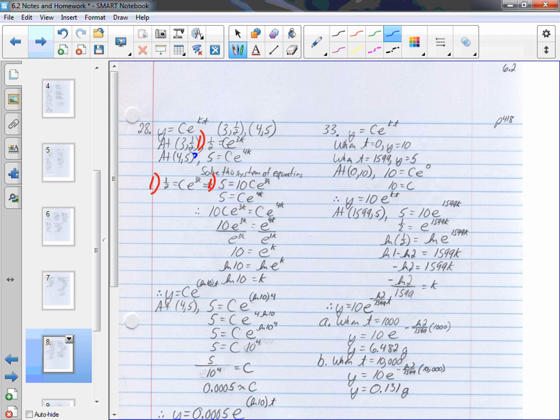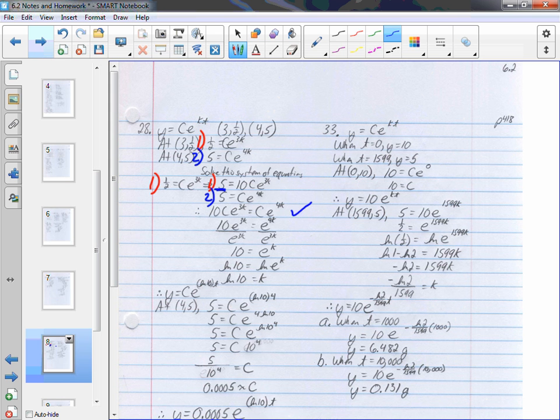Now look, equation 2 is 5 equals c e to the 4k. So look, I chose a rather unorthodox method of solving this system of equations. If 5 equals 10 c e to the 3k, and 5 also equals c e to the 4k, don't those two things that both equal 5 have to equal each other? Transitive property. Okay? So that means that 10 c e to the 3k equals c e to the 4k.